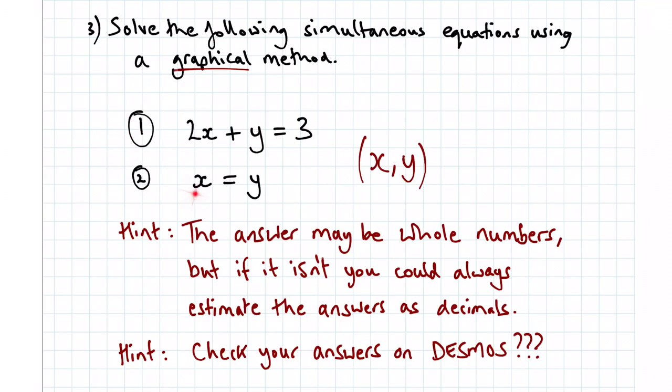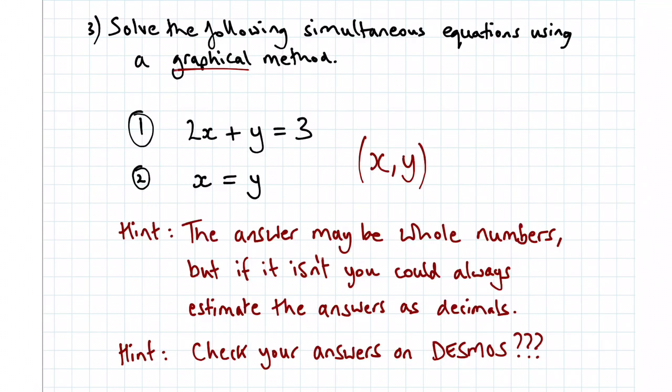I haven't actually tried this question yet, so it could be a whole number answer right on the grid somewhere, easy, or it could be partway through a square somewhere and you need to use decimals to estimate your answer. You will find out when you do it. If you want to check you've got it right, get on Desmos, have a look, type the equations in and see if you've done it properly.